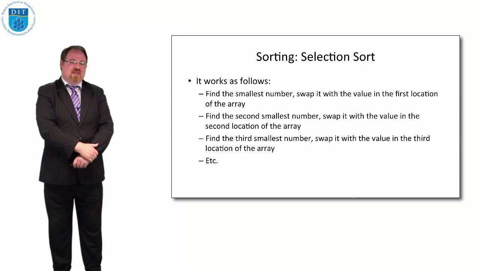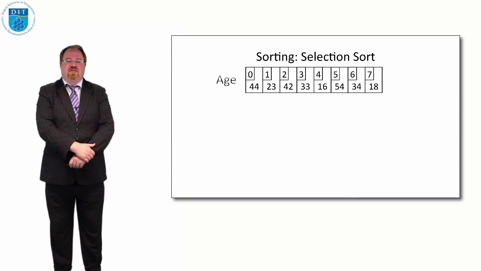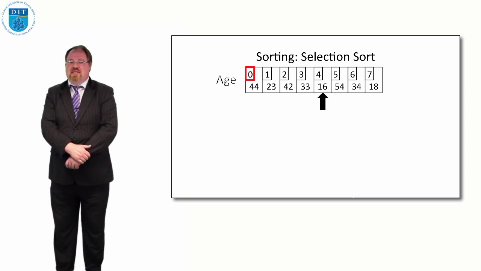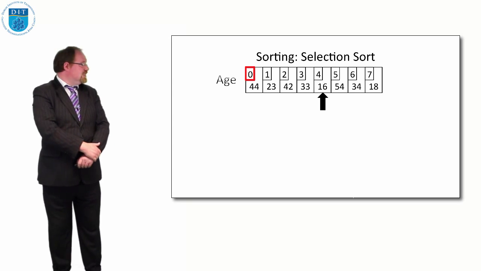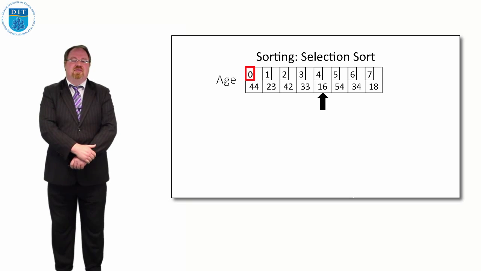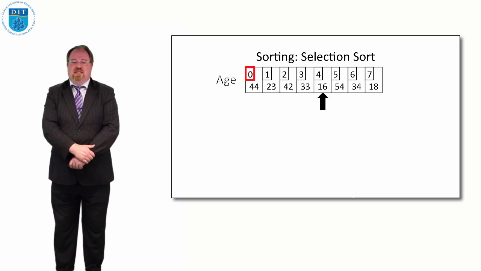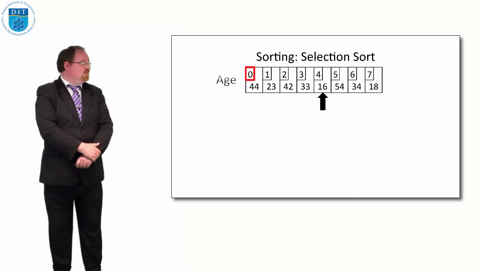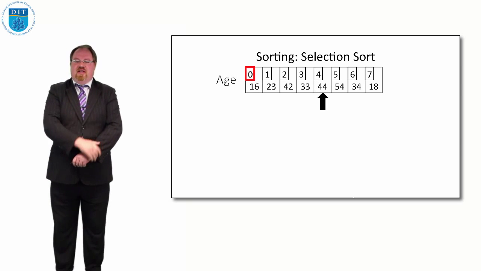So if we were to work it out as an example, we'd start off and find the smallest number in the list. It's number 16. So we want to put the number 16 in position 0. So we want to swap around 44 and 16. Let's do it. Perfect. So we've got the first value sorted now.